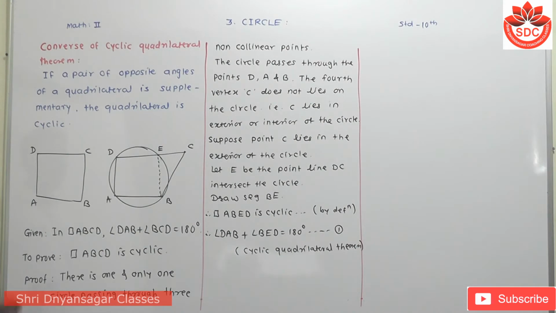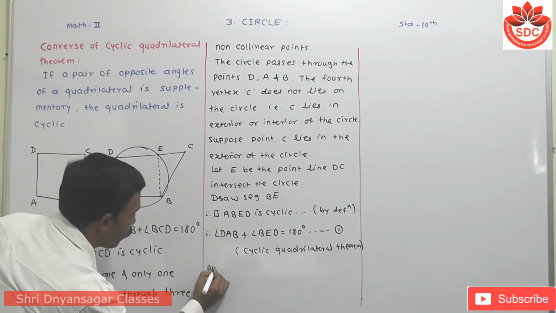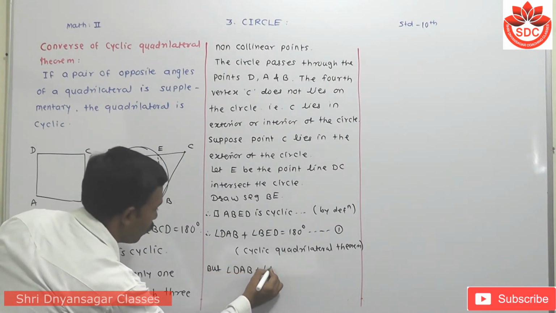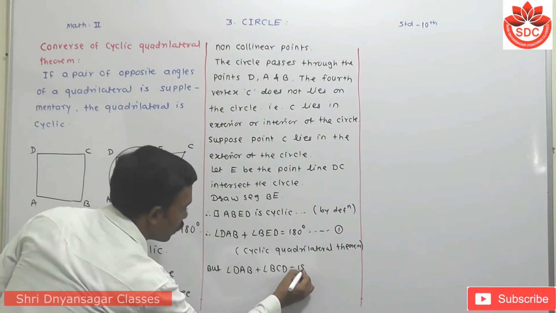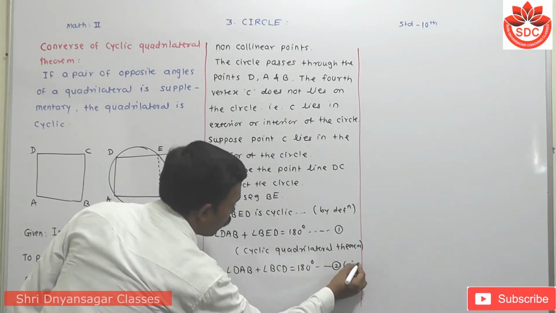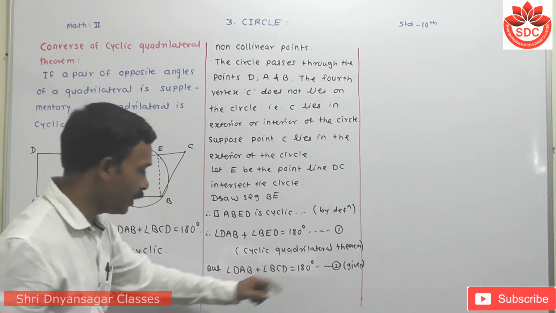Now student, in your given, look carefully, DAB plus BCD is 180 degrees. So I have taken again this point, but angle DAB plus angle BCD is equal to 180. This is equation second, which is in given. From equation first and second, we conclude that this 180 is the same.